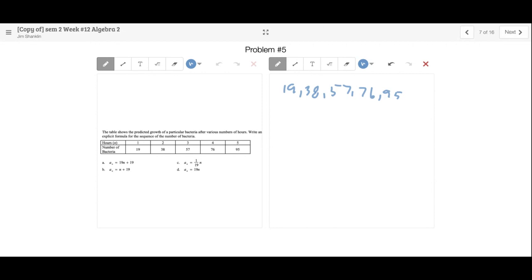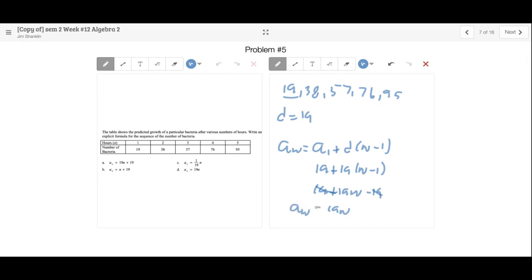It's always going up by 19. 19 plus 19 is 38. 38 plus 19 is 57. 57 plus 19 is 76. So it's going up. So my d value is 19. So my equation, again, a sub n is equal to the first term plus d times n minus 1. First term, I can see it. It's 19. So this is 19 plus 19 times n minus 1. 19 plus 19n minus 19. Uh-oh, those are going to cross off. I'm left with 19n for my nth term. So it looks like letter D is the winner for that one.